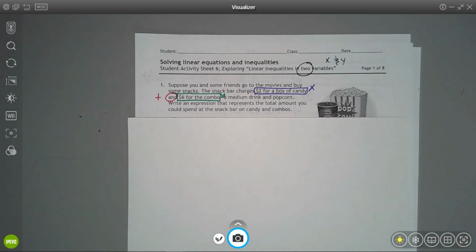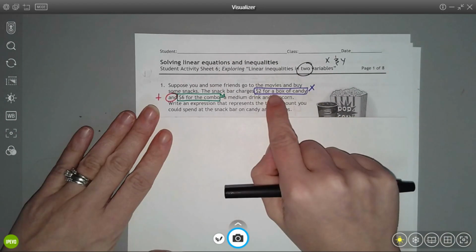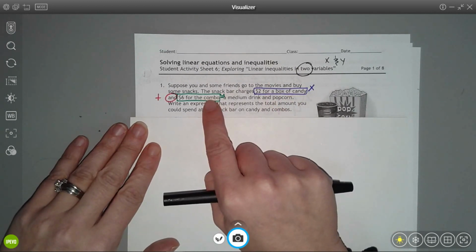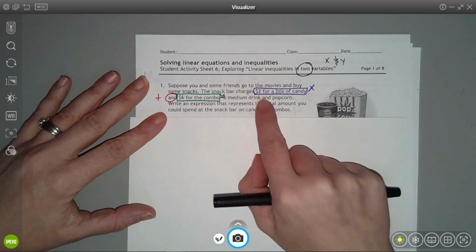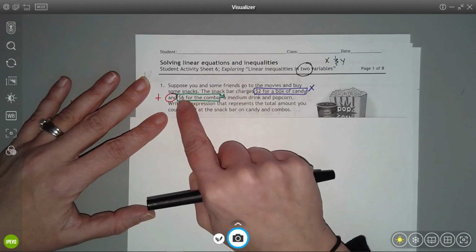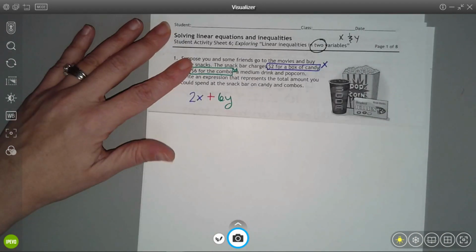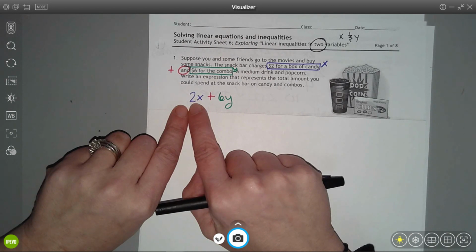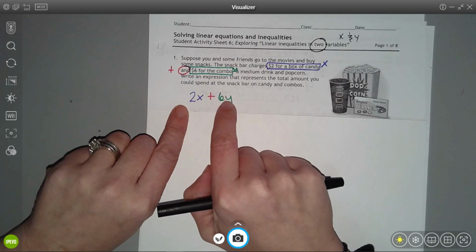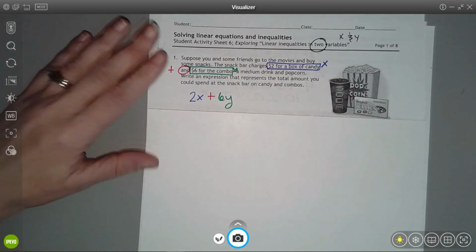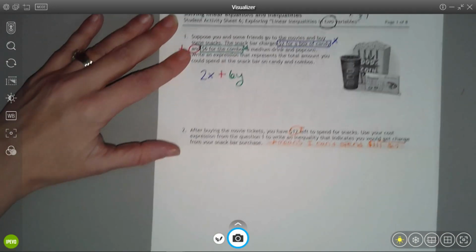Okay, the big thing here, guys, to take note is that we don't know how many boxes of candy we're going to get. We don't know how many combos we're going to buy. What we do know is that boxes of candy cost $2 a piece and combos cost $6 a piece. So I'm going to show I can spend $2 per box of candy and $6 per combo. Okay. And then again, an expression, no equal sign, no inequality symbol.